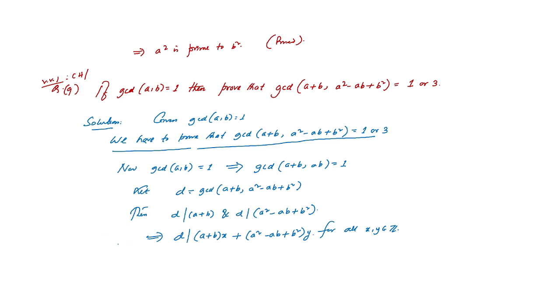So here, if we take X equals A plus B and Y equals minus 1, what do we get? Because this holds for all integers, it obviously holds for X equals A plus B and Y equals minus 1. So we get D divides (A plus B) into (A plus B) plus (A square minus AB plus B square) into minus 1. That implies D divides 3AB.